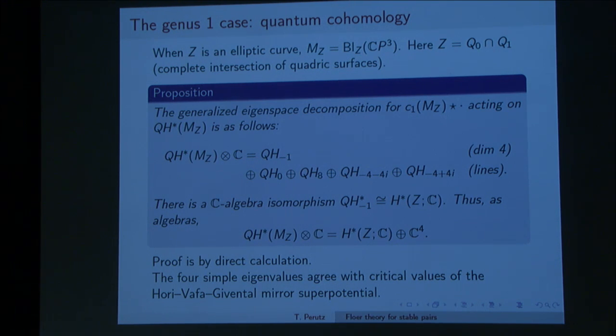By the way, while this comes from a direct calculation, these numbers 0, 8, -4, plus or minus 4i can also be obtained via mirror symmetry using the Hori-Vafa Givental mirror superpotential. They do agree with what that gives. So is there really a -4 plus 8? Yeah. That's what we got.